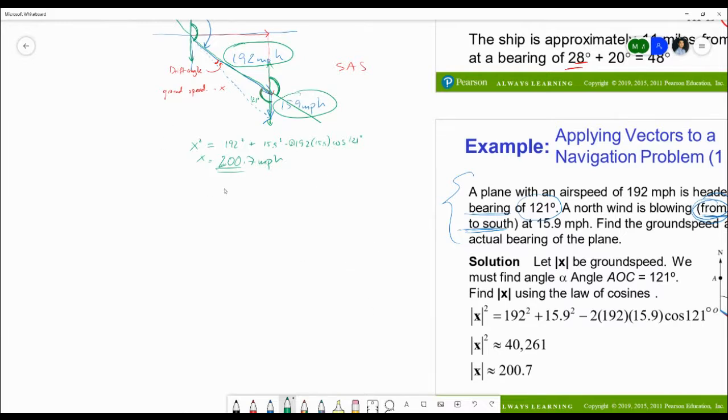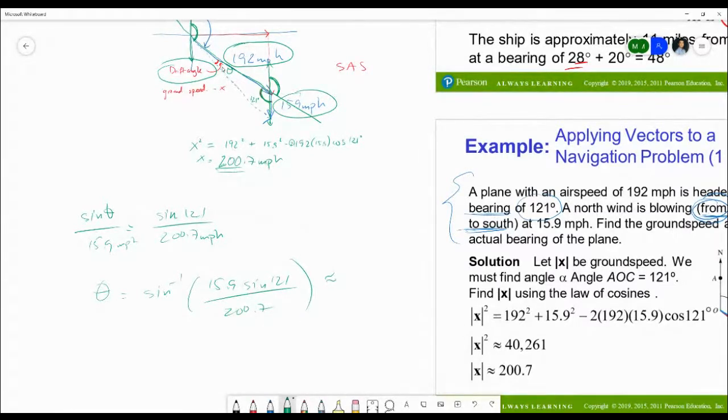All right, so now we want to find out the actual bearing of it. So we need to find out what its drift angle is. To do this, just use the law of sines, since we just found a ratio of the side and the angle. So here, we need to find the drift angle. That's called theta. Sine theta divided by 15.9 equals sine of 121 over 200.7 miles per hour. Okay, so solve for theta. We have theta equals sine inverse of 15.9 times sine 121 divided by 200.7.